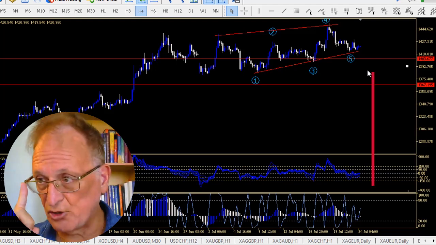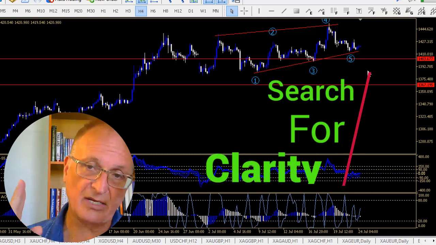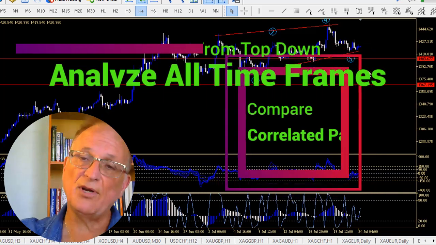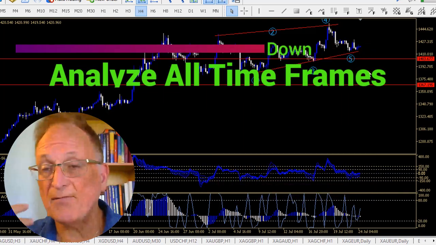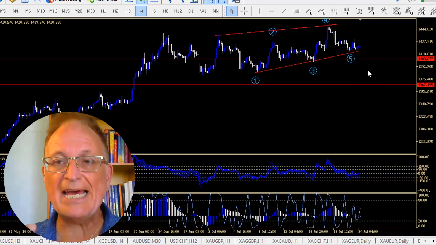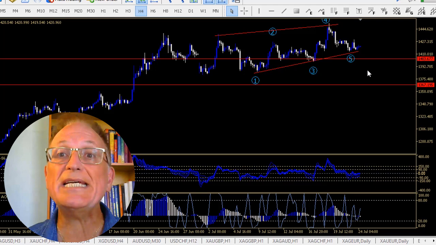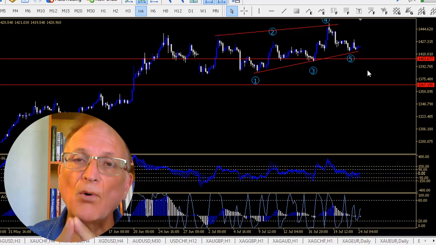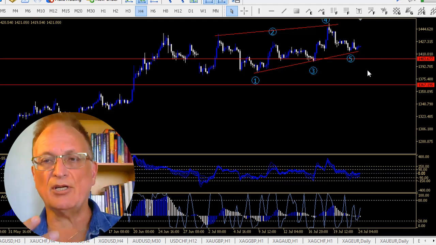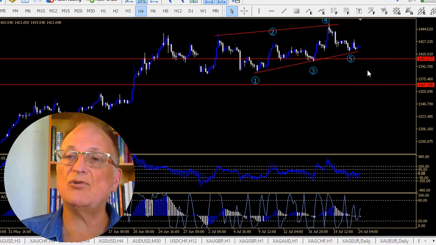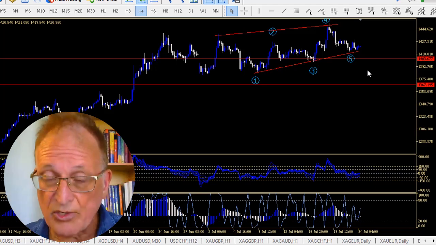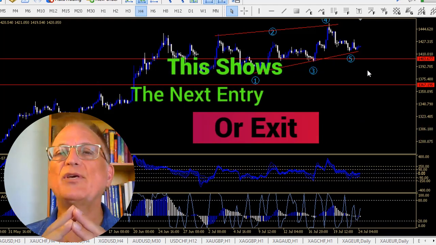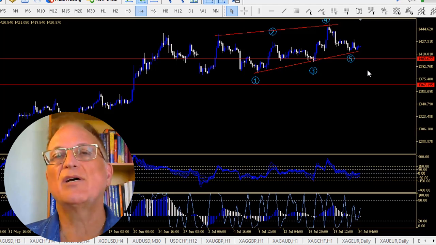First, I search for clarity. Second, I compare correlated pairs. Always go to all time frames, longer to shorter. If you know how to read patterns and you have gained experience in learning how to read patterns that financial markets continually make, these things will become more and more clear to you, to where you can look at charts and understand what it's doing, and very likely understand what the next turn would be, and what the next entry would be, and what the criteria for the next entry would be.